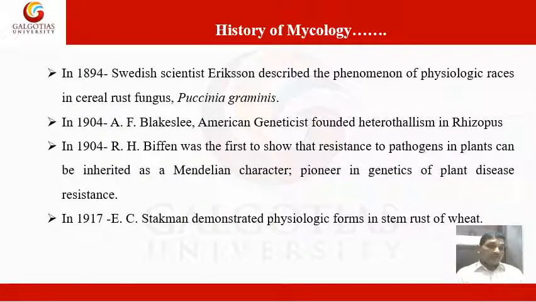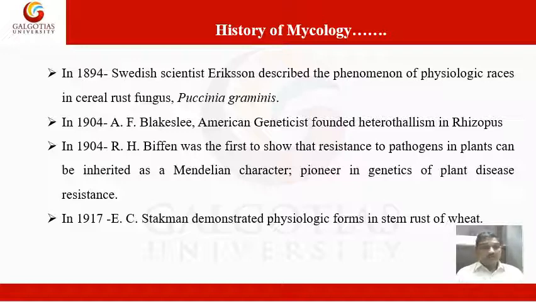In 1894, Swedish scientist Ericsson discovered the phenomenon of physiological races in cereal rust fungus, that is Puccinia graminis, which is responsible for causing rust disease in plants, especially in cereals. In 1904, A.F. Blakeslee, the American scientist, found heterothallism in Rhizopus.